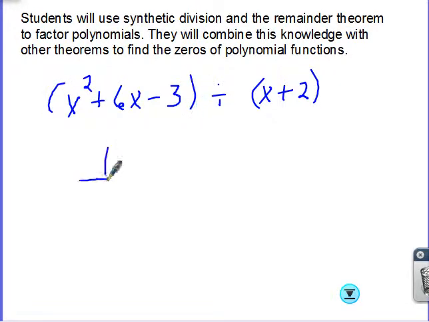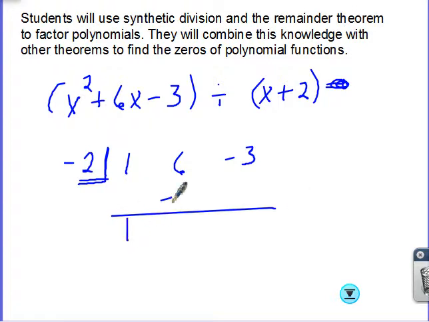You have the box, and inside the box, Henshaw, remind me, what do I put? Not 2, but negative 2. You always put the opposite. Remember that? If you set this thing over here equal to 0, move the 2 over, that's what you would put in the box. Next to the box, you have, let's see, Avery, do you remember that? What 3 numbers will I have next to the box? Good. 1, 6, negative 3. We draw a line underneath. Bring down the 1, multiply, add the 2 together, multiply, add the 2 together. The last number was your remainder.